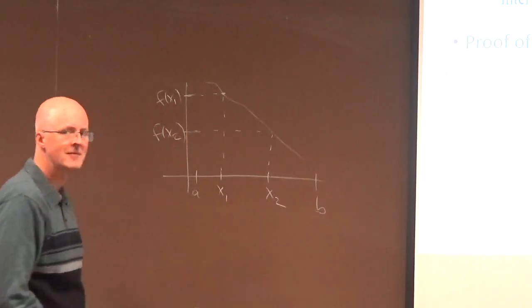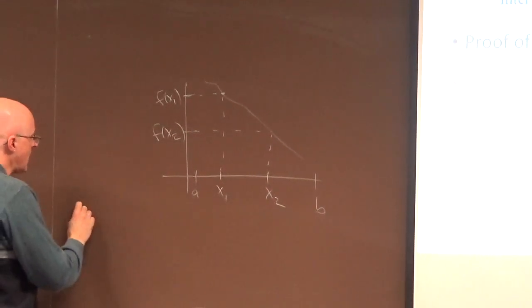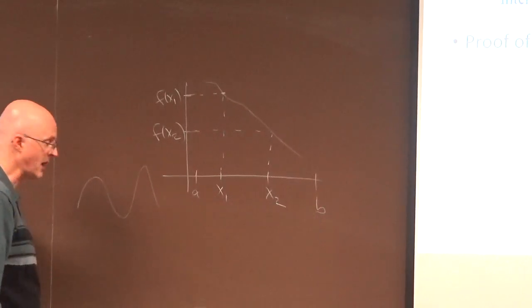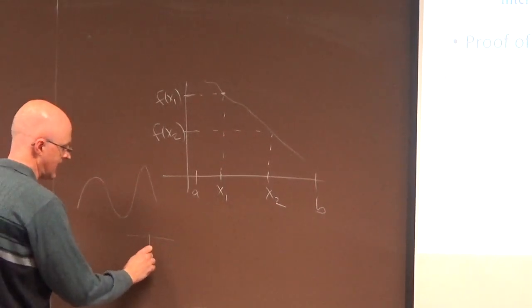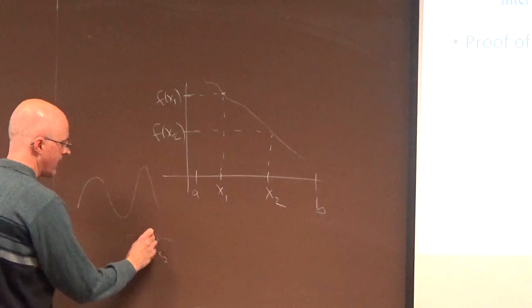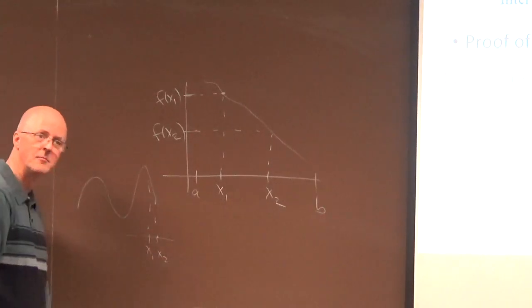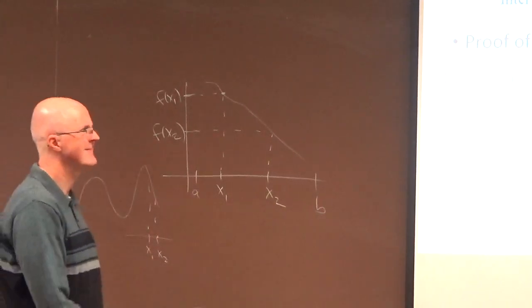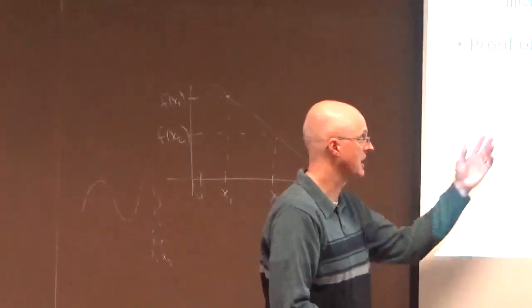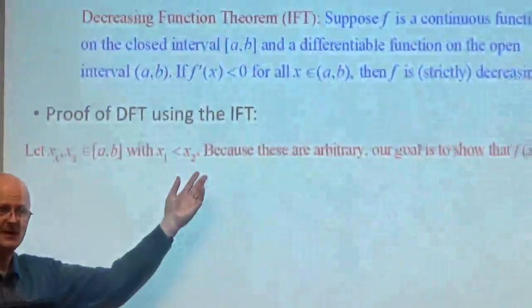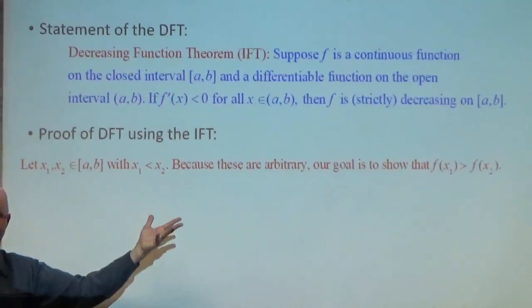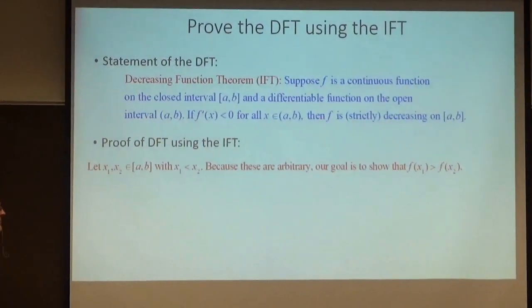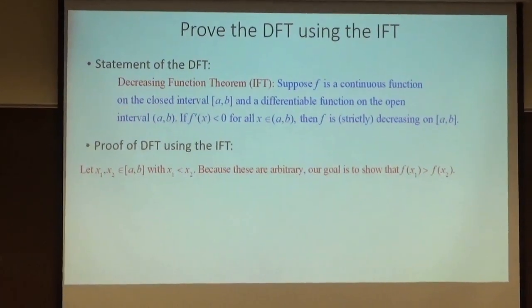And again, functions that are not always decreasing can satisfy that kind of property for two particular numbers, x1 and x2, like right there. But they need to satisfy it for all such numbers that satisfy these properties. So it is the fact that these are arbitrary that allows you to finish the proof by showing that inequality.